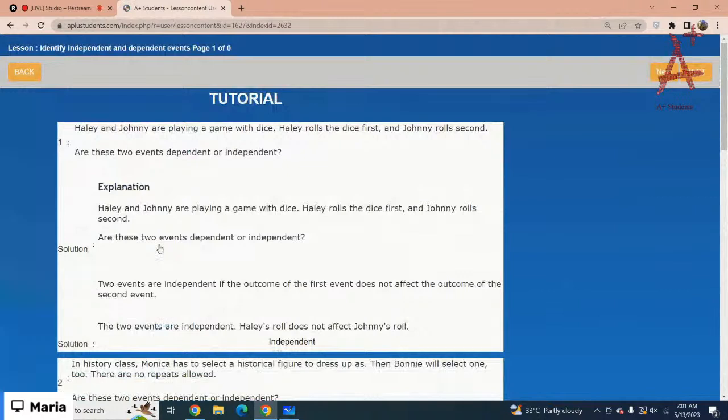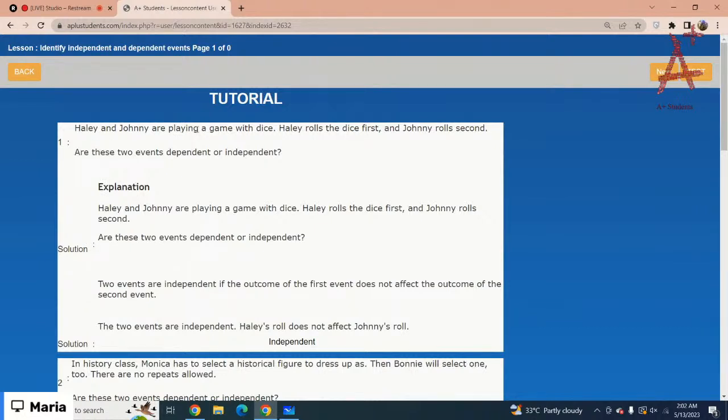So what are independent events? Two events are independent if the outcome of the first event does not affect the outcome of the second event. Got it? Like the outcome of the first event is not affected by the outcome of the other event. Got it? Let's start with the examples.